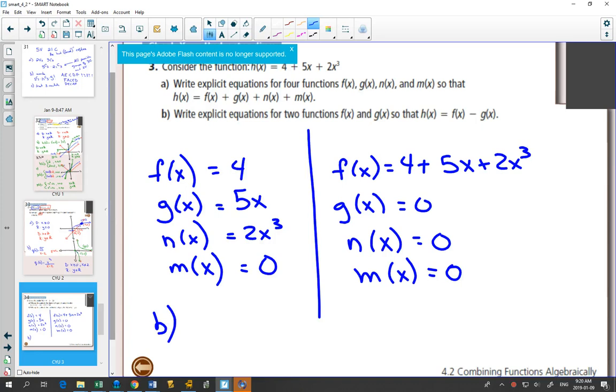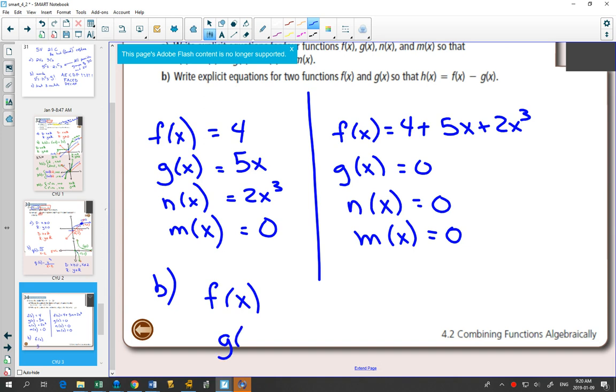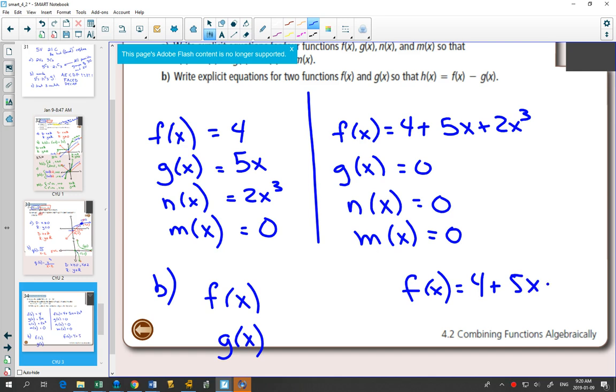You want h of x to equal f of x minus g of x. Let's think of a complicated one, or should we do the easy one first? The easy one is you make f of x the whole thing. And what do we make g of x? 0, okay? Which, it's right. It seems like we cheated a little bit, but it's right.